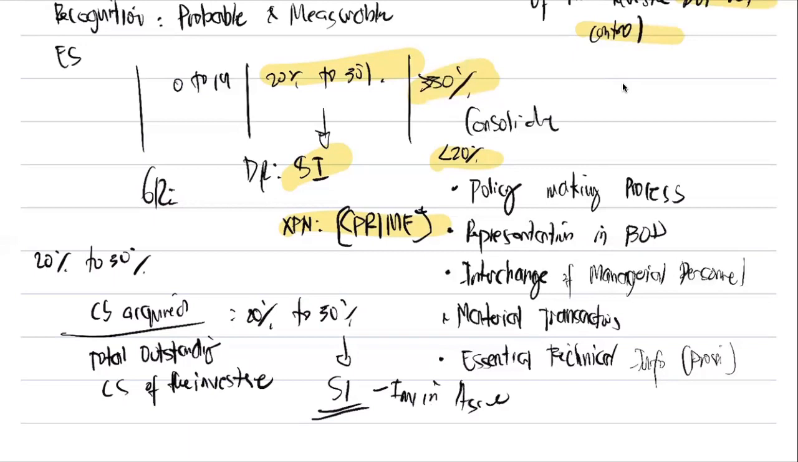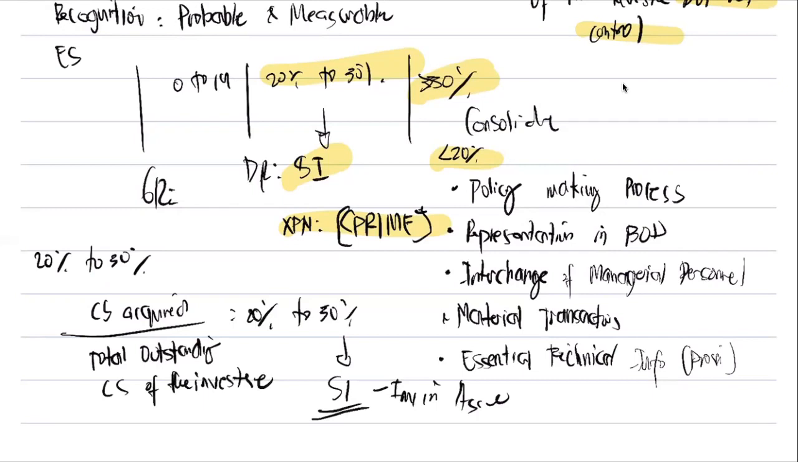Okay, so when do we recognize if it is probable and measurable and you have a significant influence to the investee? When do we say you have significant influence? If you have at least 20 to 50% ownership, but if you have less than 20%, you can still account for it if ever you are under this PRIME: policymaking process, representation in BOD, interchange of managerial personnel, material transactions, and essential technical information, which is provided by the investor to the investee.